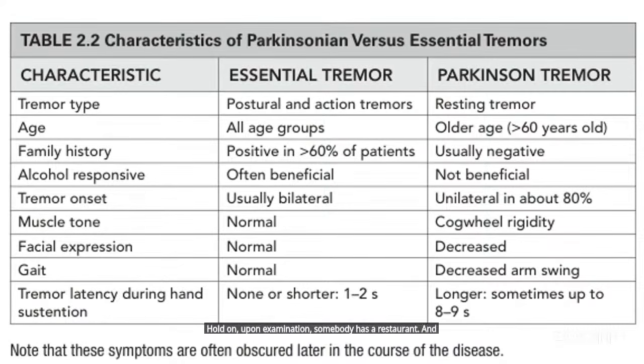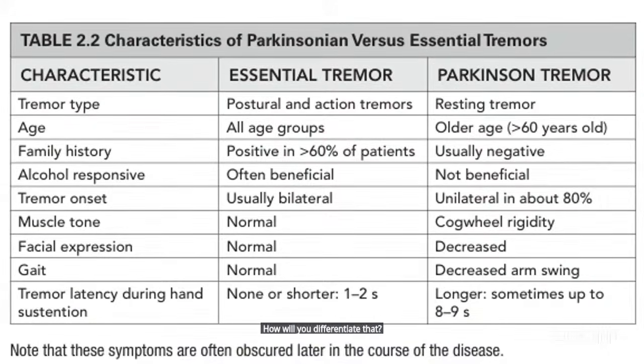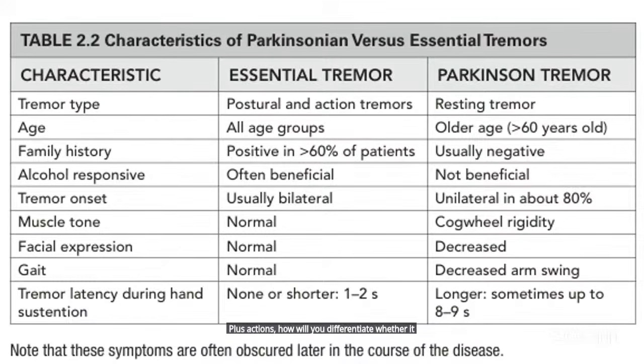Upon examination, somebody has a rest tremor and is sitting in front of you. We are discussing practically, when the patient is sitting in front of you, how will you differentiate that? Pill rolling movement is typical of Parkinson tremor, but pill rolling is not always present in all Parkinson's. It may not be there. You see just rest tremor. The patient is sitting, is having rest tremor plus action tremor. How will you differentiate whether it is essential or Parkinson and related tremors?